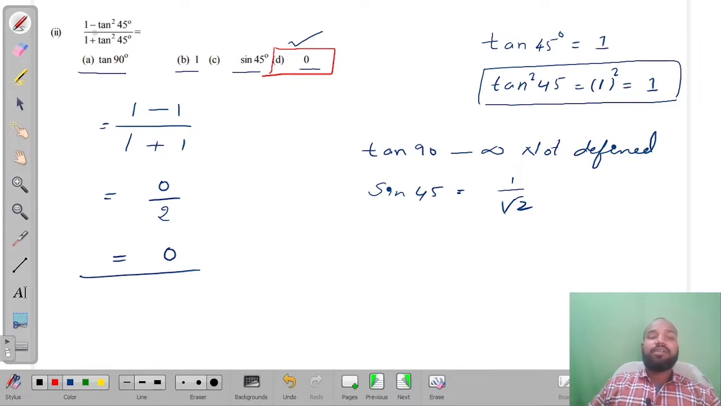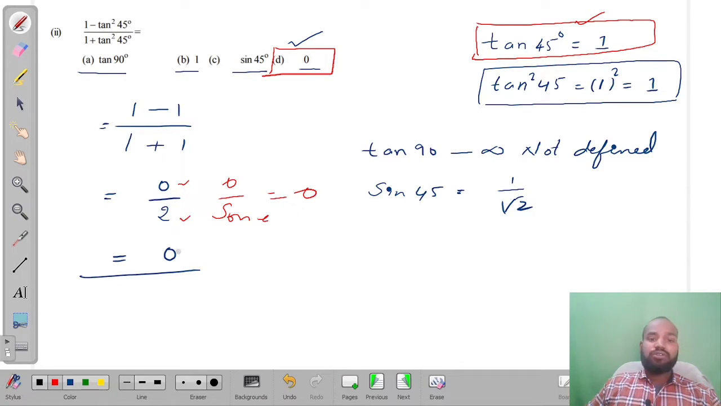So 1 minus tan square 45 by 1 plus tan square 45 is equal to 0. I am going to repeat once again. So 1 minus tan square 45 by 1 plus tan square 45. So here we know the value of tan 45. Yes, this is the tan 45 value. So by substituting the tan 45 value in the place of tan 45, we get 1 minus 1 by 1 plus 1. So 1 minus 1 is equal to 0 and 1 plus 1 is equal to 2. Then 0 by something equals 0. We already know this. So then our final answer is 0. So this is your second solution.